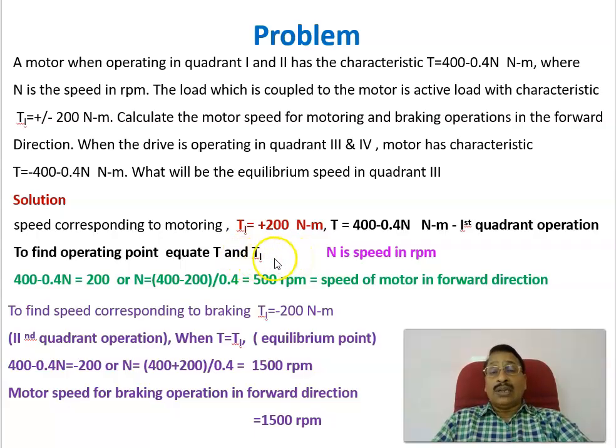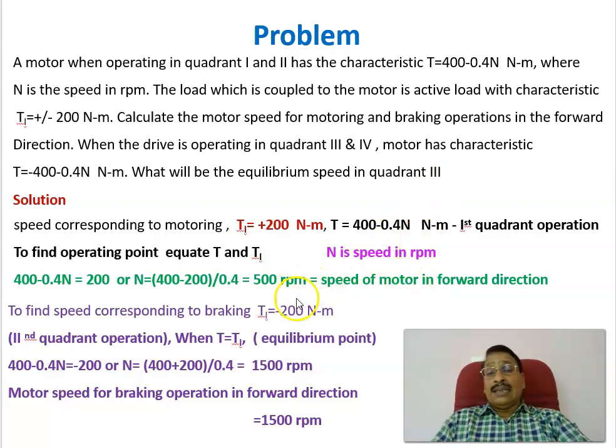Therefore, the motor torque is equated to the load torque. That is 400 minus 0.4 N, which should be equated to 200, or N is equal to 500 rpm. That will be the speed of the motor in the forward direction with this much load, equal to 500 rpm. That's the first quadrant operation, forward motoring.